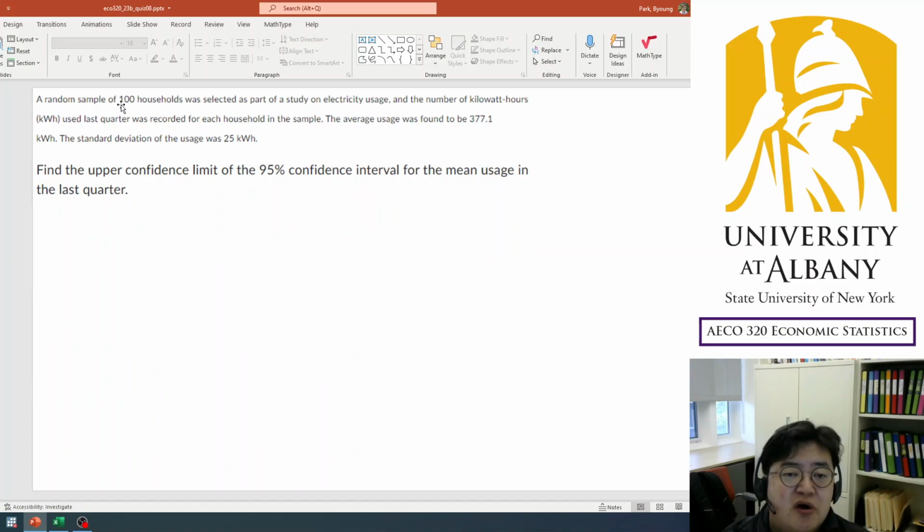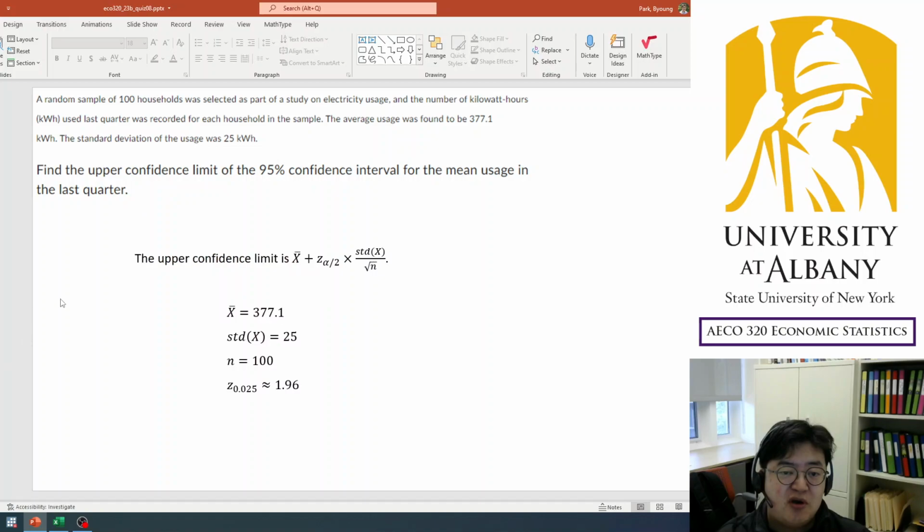A random sample of 100 households was selected as part of a study on electricity usage, and the number of kilowatt hours used last quarter was recorded for each household in the sample. The average usage was found to be 377.1 kilowatt hours, and the standard deviation of the usage was 25. Find the upper confidence limit of the 95% confidence interval for the mean usage in the last quarter. Same structure, right?